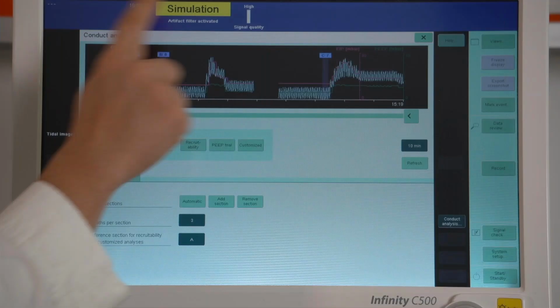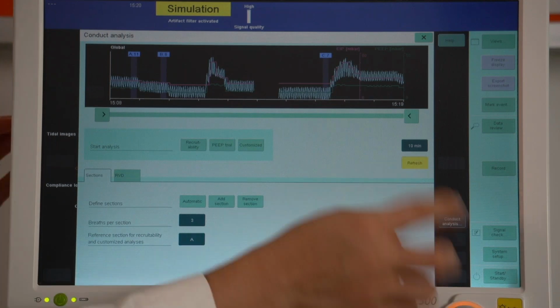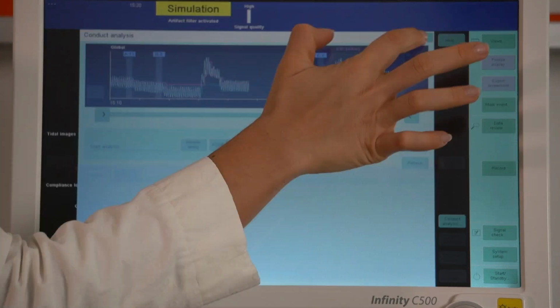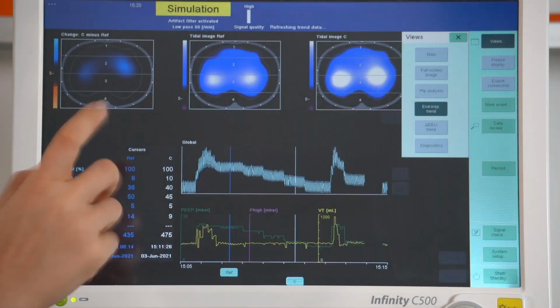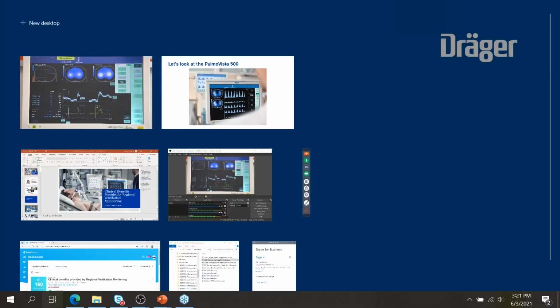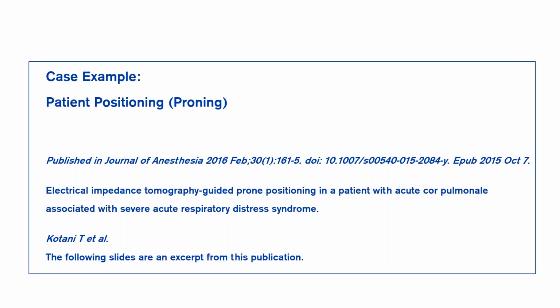So we can now perform an automated diagnosis of the PEEP trial. And I will also explain how to interpret the data of this diagnostics view. So this is going to be covered in the next webinar. In this webinar, I just wanted to demonstrate some of the advantages that PulmoVista brings. And that brings me to the last point on the agenda, which is the clinical evidence.